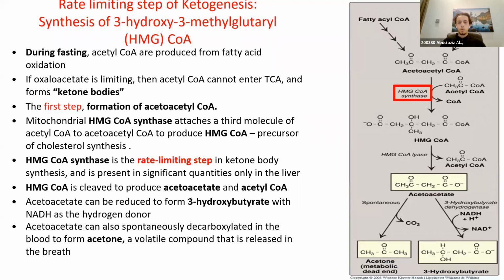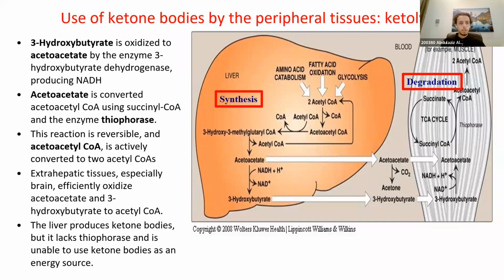Okay, so now we formed ketone bodies. Now we have to utilize them. The only organs that can utilize them, we said, are muscles and the brain. No, there's 3 ketone bodies: acetoacetate, 3-hydroxybutyrate, and acetone. They're all 3. But this acetoacetate can convert into the other 2. It doesn't mean that this one's not a ketone body. It just can be converted into the other 2.